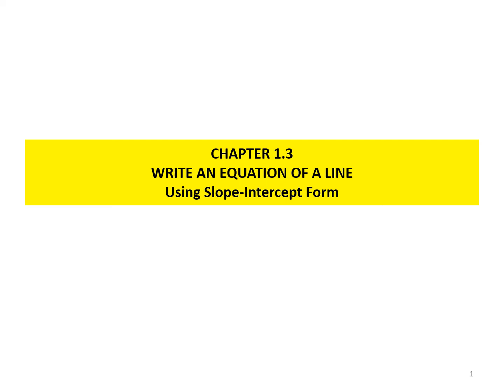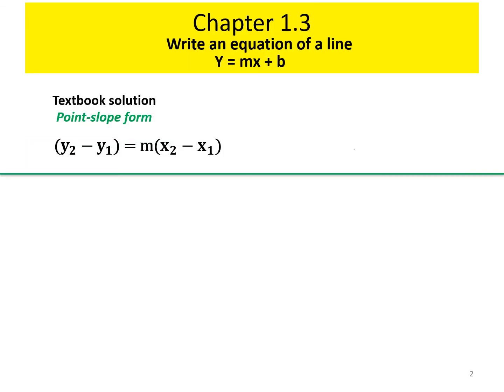Chapter 1, Section 3. Write an equation of a line using the slope-intercept form. One of the ways to write an equation of the line is to use what's called the point-slope form. Now this is a textbook solution. This is what you're going to find in your textbook, and this is what you're going to find in all the problems and videos contained in this module for the section 1.3 to write an equation of a line.